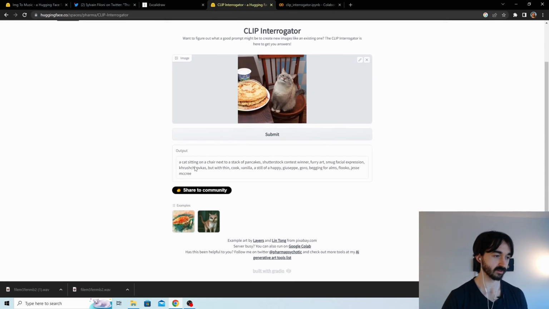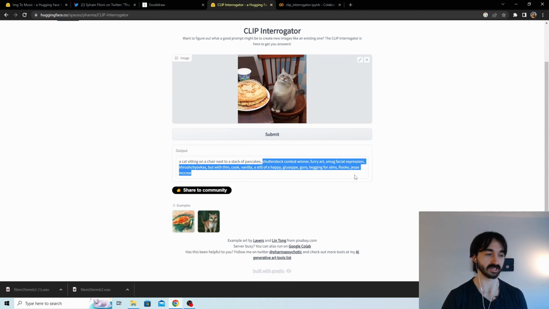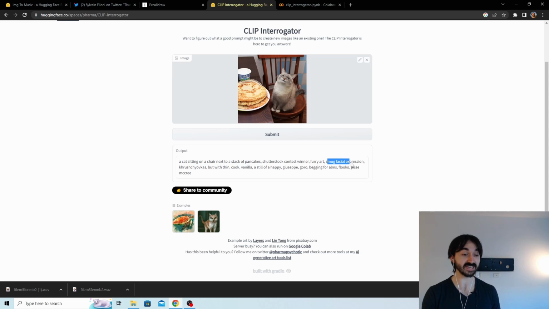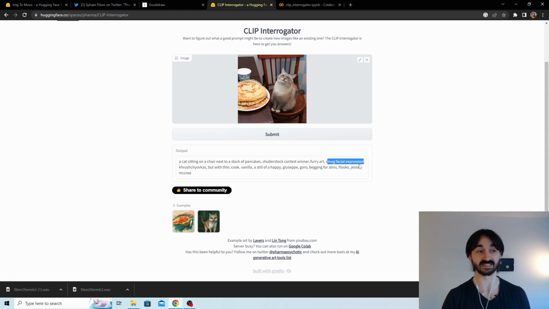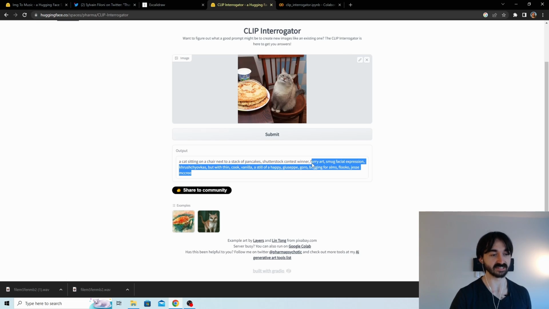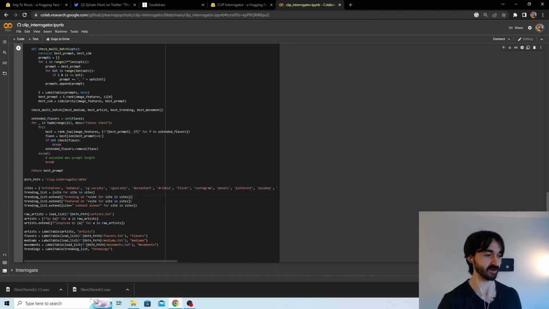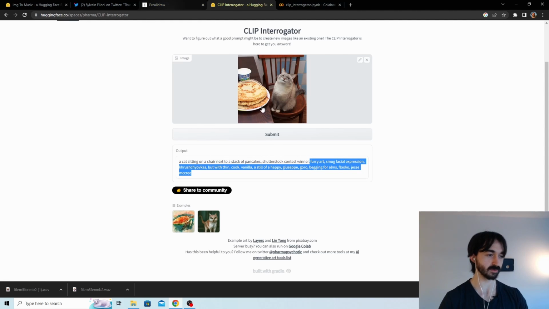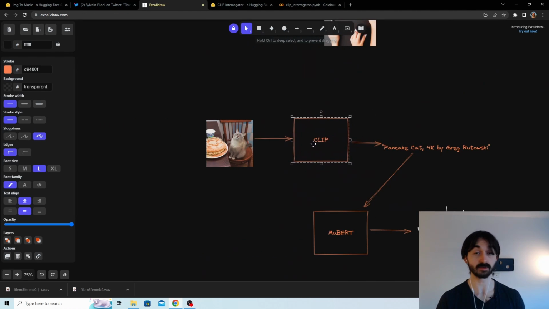So what did we get? A cat sitting on a chair next to a stack of pancakes. See, Shutterstock contest winner, furry cat, smug expression. So it managed to get smug facial expression. That is insane to me that this algorithm can tell that this cat is being smug. That's mind-boggling. But anyhow, the point is, Blip by itself probably wouldn't have made this sentence, because this is a pretty strange sentence. It's because of the extra terms that Clip Interrogator forces to be added in there. Okay, so that's the first stage of our image to audio algorithm.